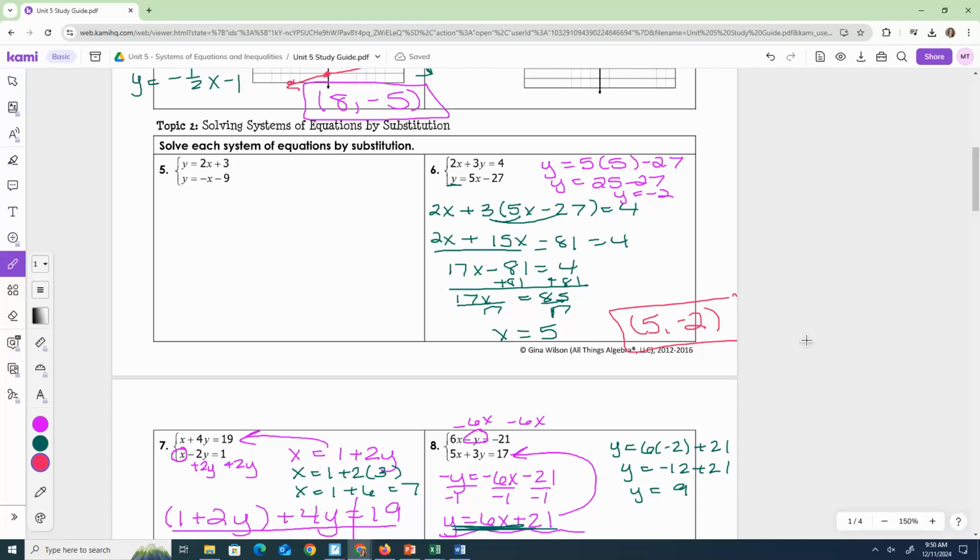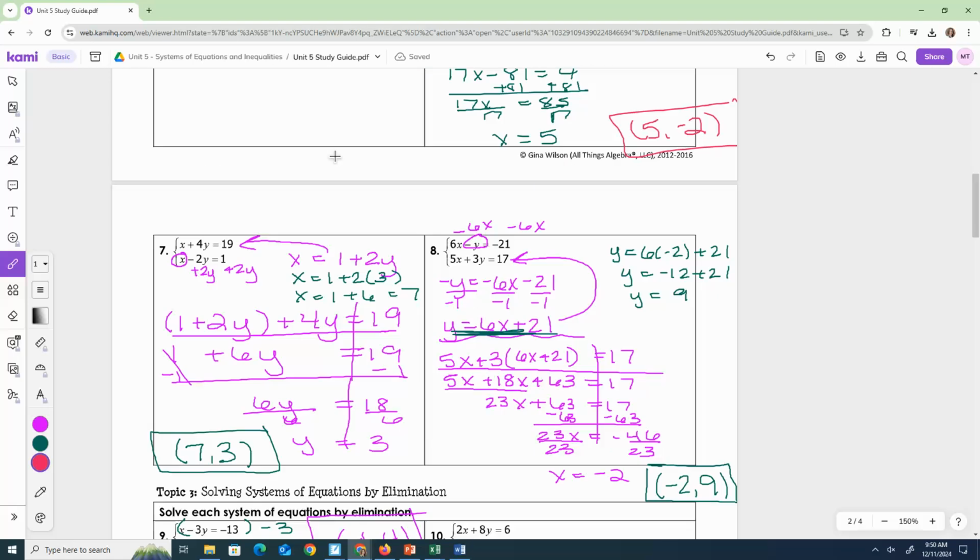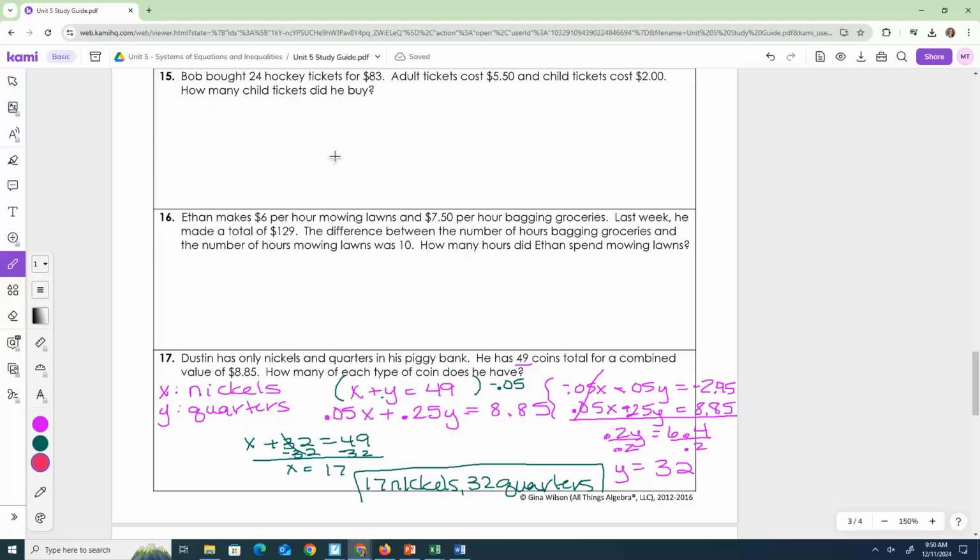I want to look at another word problem together. 16, that's your pick? I will happily look at that one. Ethan made $6 per hour mowing lawns and $7.50 per hour bagging groceries. Last week he made a total of $129. The difference between the number of hours bagging groceries and the number of hours mowing lawns was 10. How many hours did Ethan spend mowing lawns?